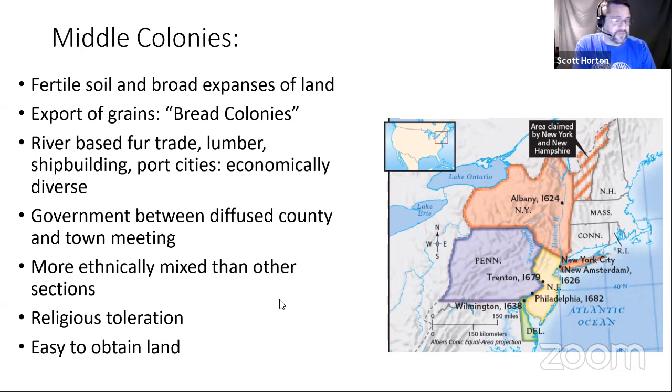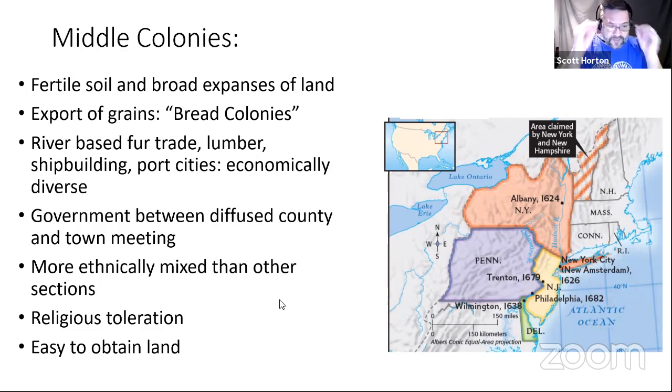They're economically diverse. You can see the handful of things that I've listed here on the screen for you to think about. Government is somewhere in between the county system, which you would see in more southern colonies, and the town meeting, which you'd see up in New England. They're more ethnically mixed than other sections. They are more religiously tolerant, and that's one of the things about the Puritans.